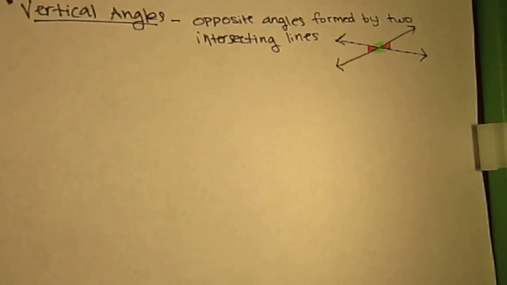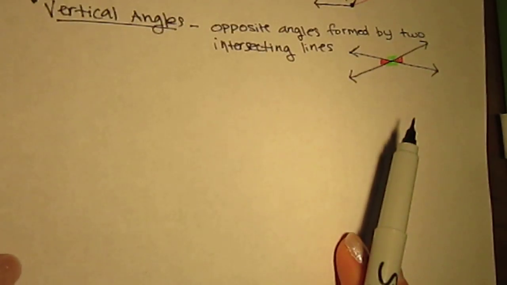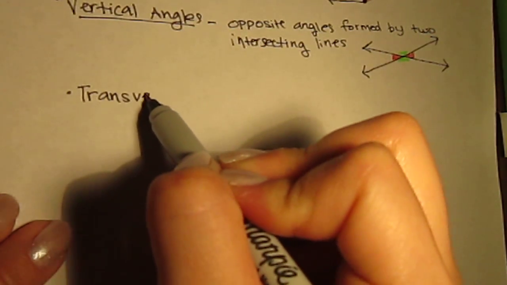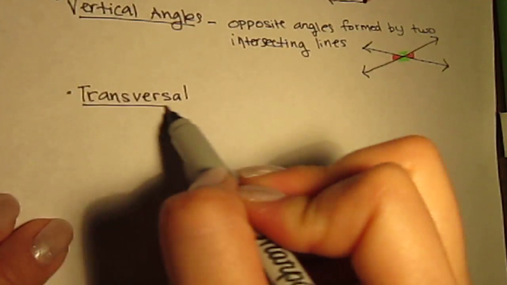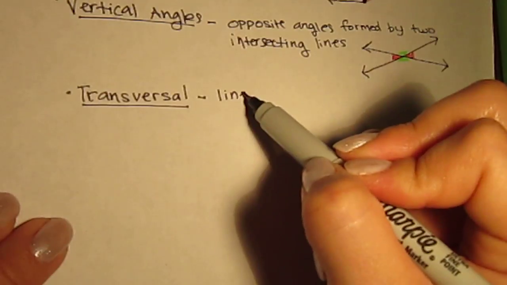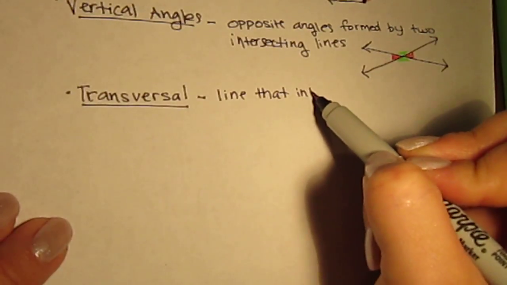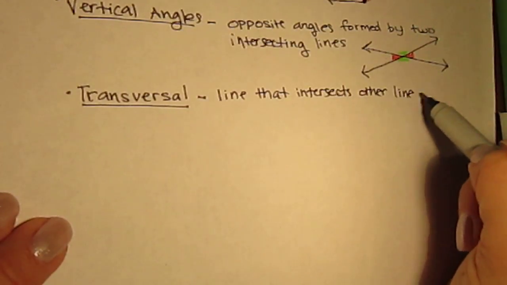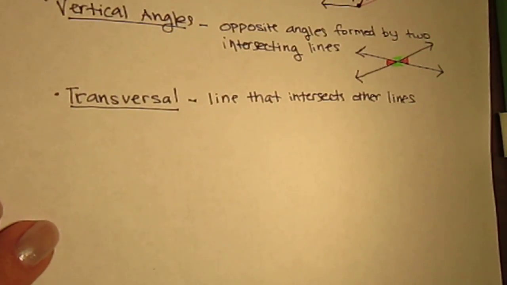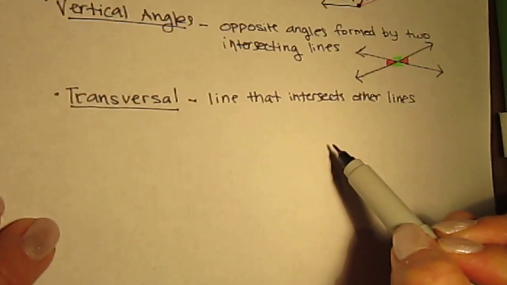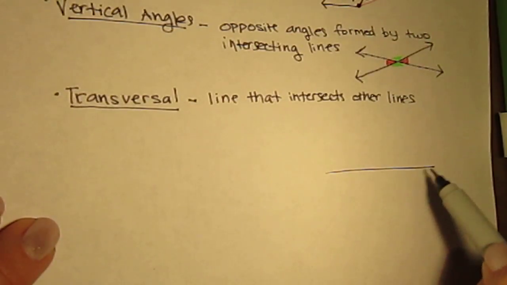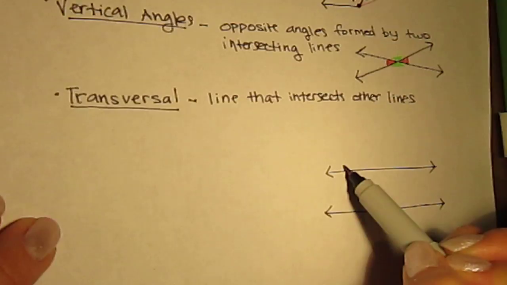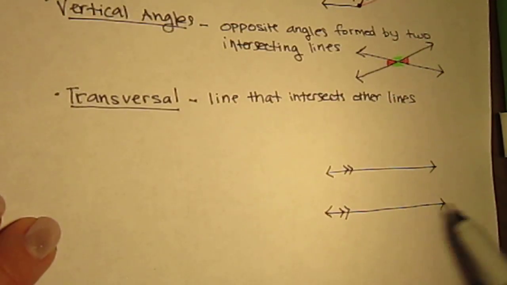So next, to continue, we're going to be talking about a special line called the transversal. A transversal is just a line that intersects other lines. An example of that would be here, two parallel lines. And remember we said that we're going to show that they are parallel by putting these arrow markings to show that they continue on and they don't intersect.